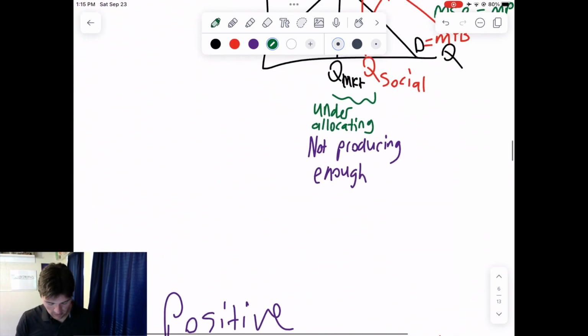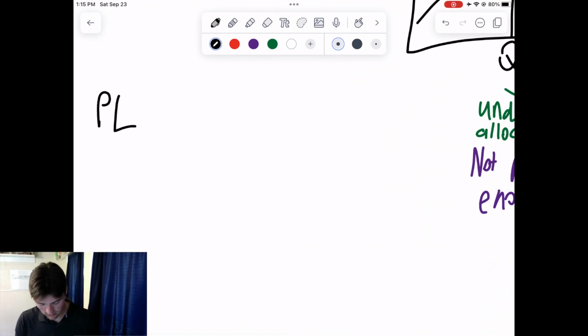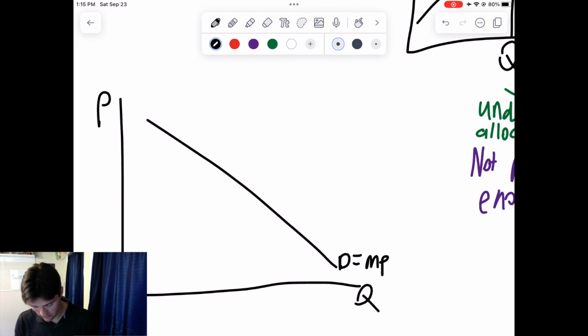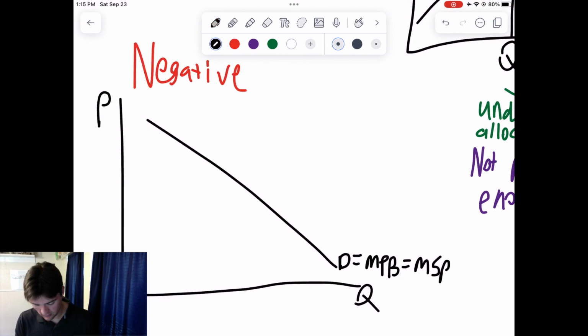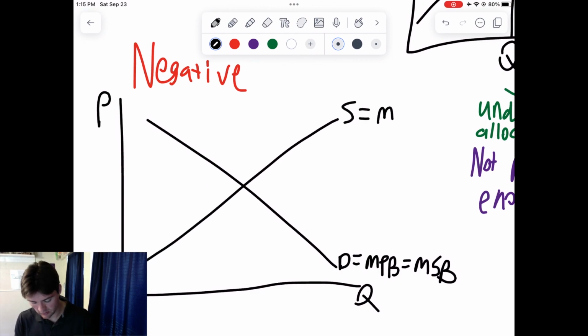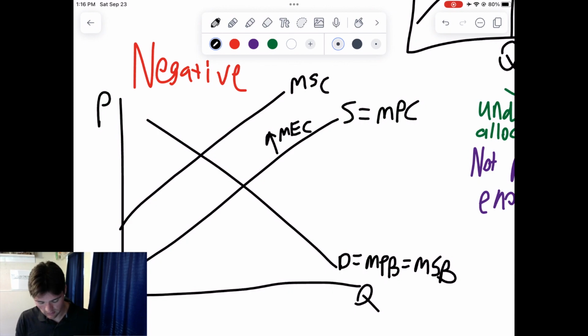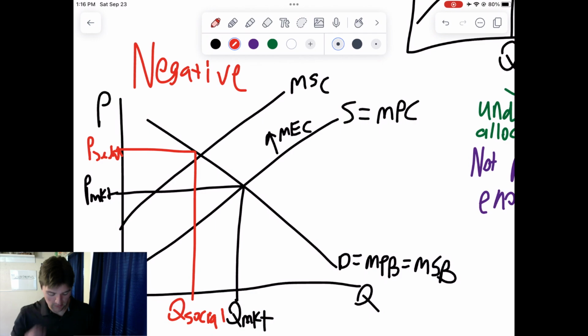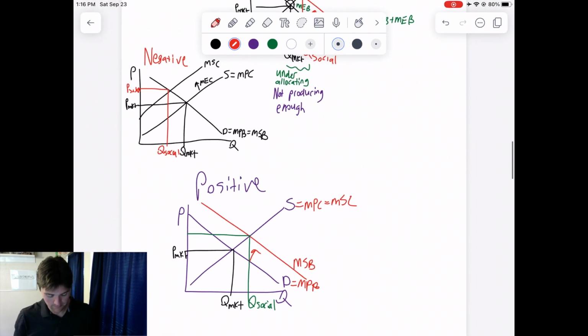Okay. A negative is going to be this. It's going to be your price. It's going to be quantity. It's going to be the demand, which is your private benefits. And because it's a negative externality, there's no extra benefits here. So that's also your social benefit. And this is your supply, which is your marginal private cost. And because there's the external cost, then you have your marginal social cost. So this right here is your market quantity, but you want to be here. So this is your social quantity. Okay? So that's negative and that's positive. Those are the difference between the two.